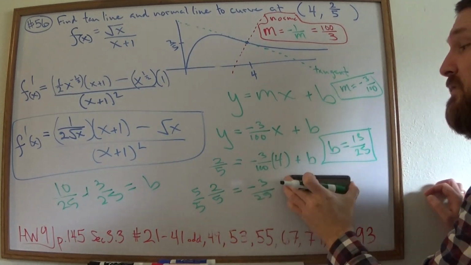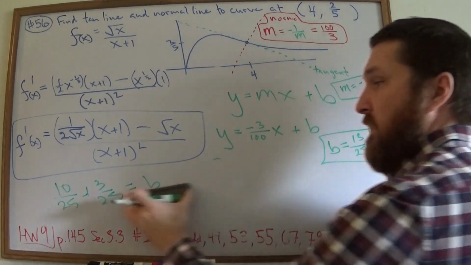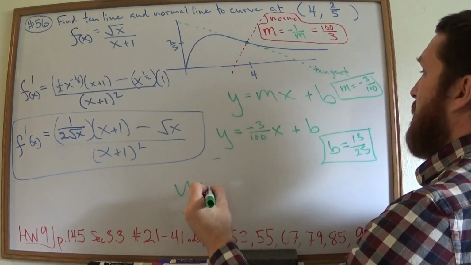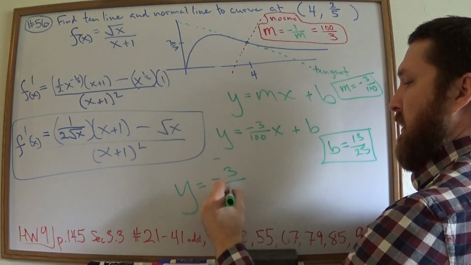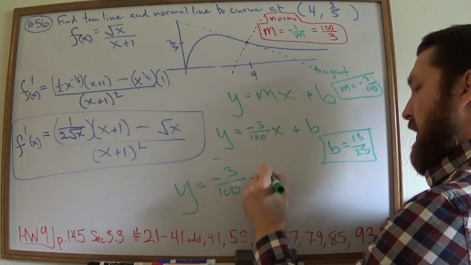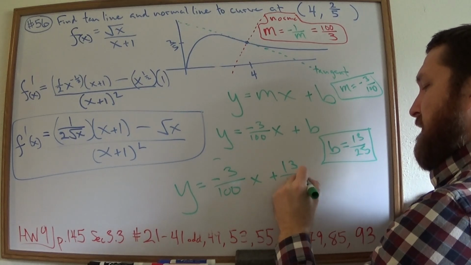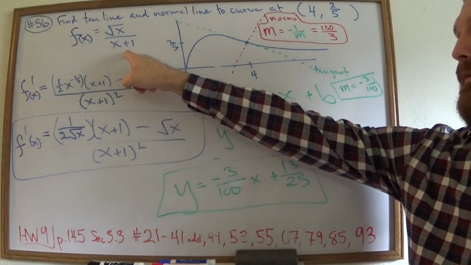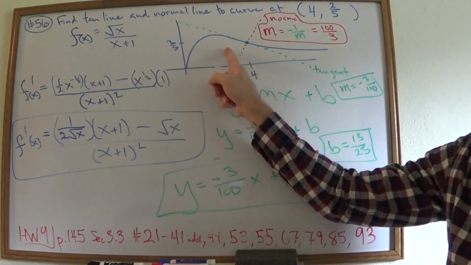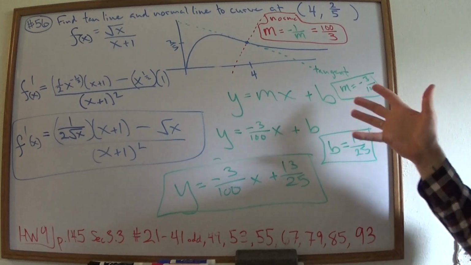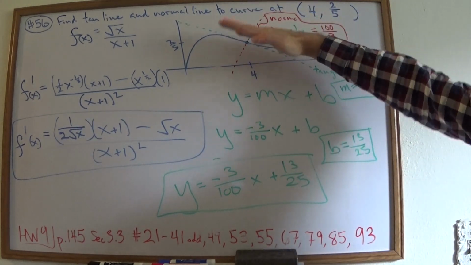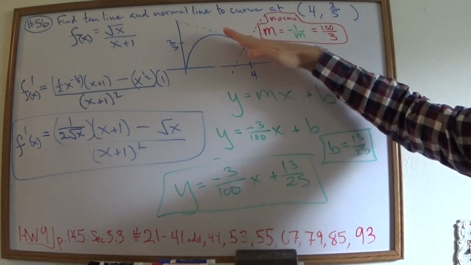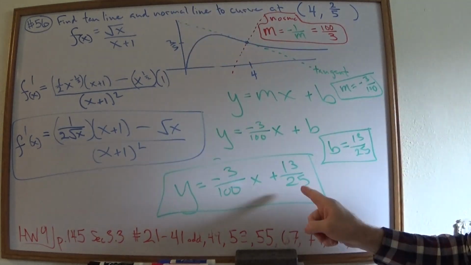So finally, your answer for the tangent line would then be y equals minus 3 100ths x plus 13 25ths. And if you're like me, you had no idea what that thing looked like, and you had to go to Desmos to graph this. But now that you've graphed it, you can see, yep, it should be a negative slope, and the y-intercept of that has got to be up there somewhere. Is it up there somewhere?